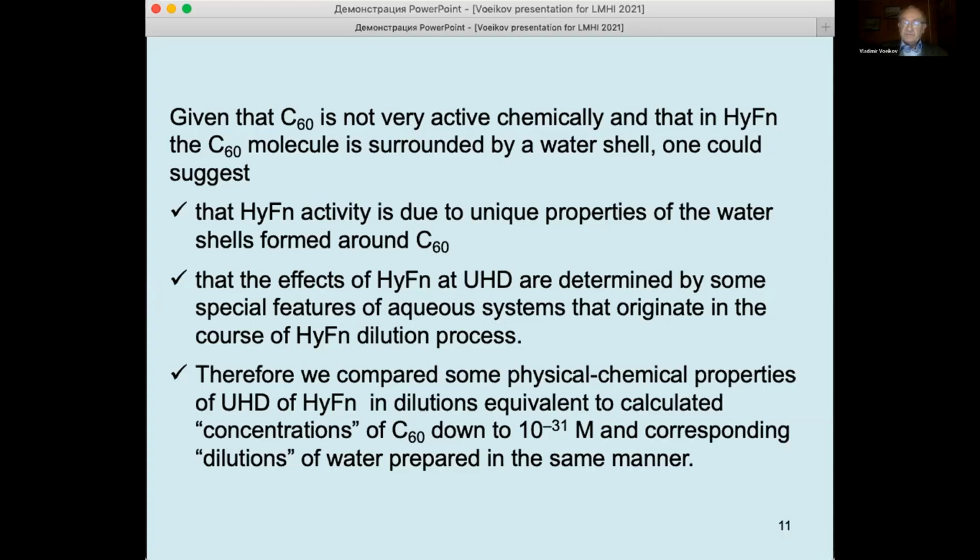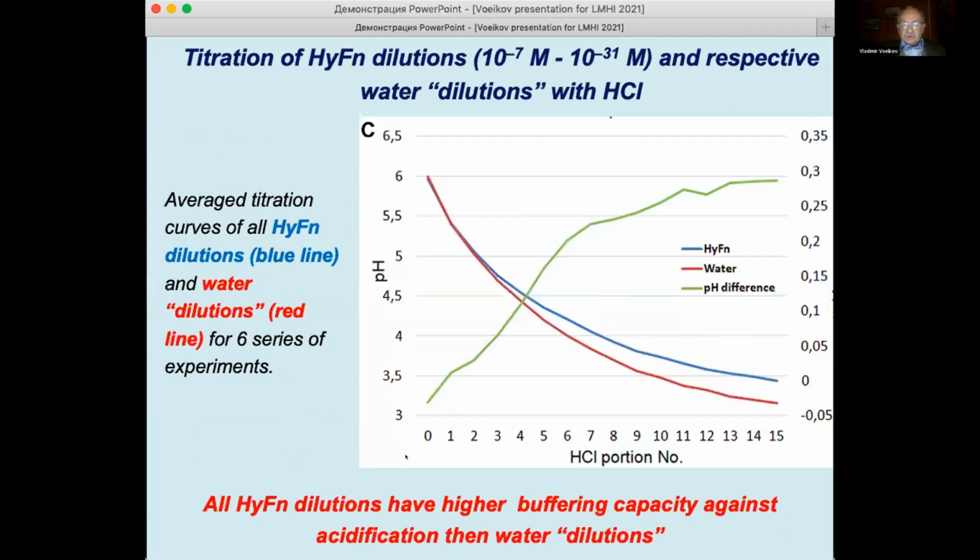Therefore, we compared some physical chemical properties of ultra-high dilutions, equivalent to calculated concentrations down to 10 to the minus 31 molar, and corresponding dilutions of water prepared in the same manner. We studied different physical chemical properties of these ultra-high dilutions, but I'll concentrate on two kinds of experiments.